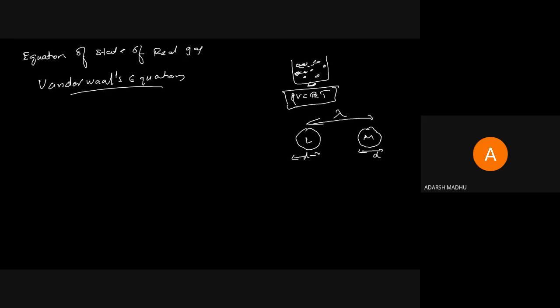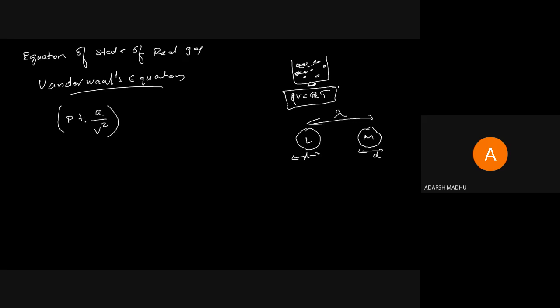When we are considering the size of the molecule, there will be some change in the equation, in the law PV equal to RT. There is some change by considering the density and the size of the molecule. So here we are taking into account the size of the molecule, density and volume also, and we are arriving at the van der Waals equation. The equation I am writing is P plus a by v square.